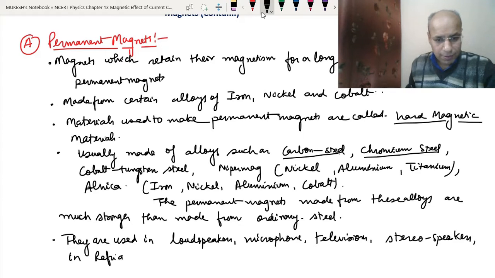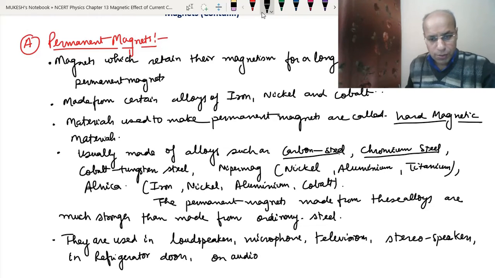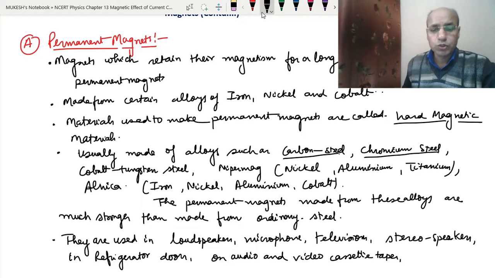In refrigerator doors, on audio and video cassette tape. You know, around 15-20 years back there used to be audio cassettes and video cassettes, on which we used to watch movies and listen to music. Nowadays they are in the museum, you can say. Because they are outdated, they have been kept in the museum. But previously these magnets were used on these video cassette tapes.